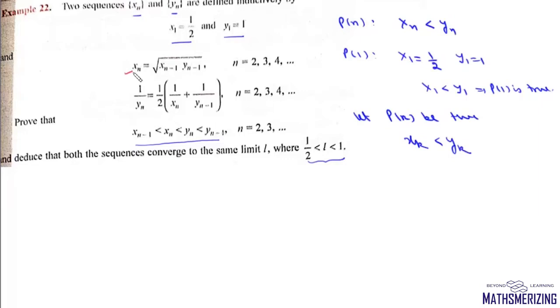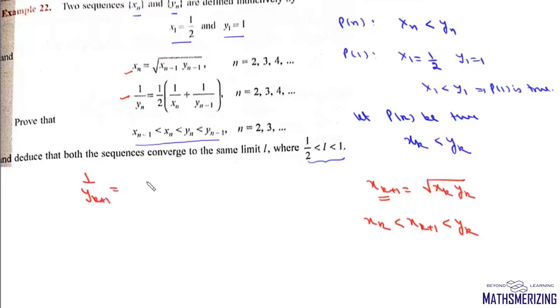Now using this relation we can write xk plus 1 is equal to under root of xk into yk, that is xk plus 1 is geometric mean between xk and yk. That means xk plus 1 will lie between xk and yk.